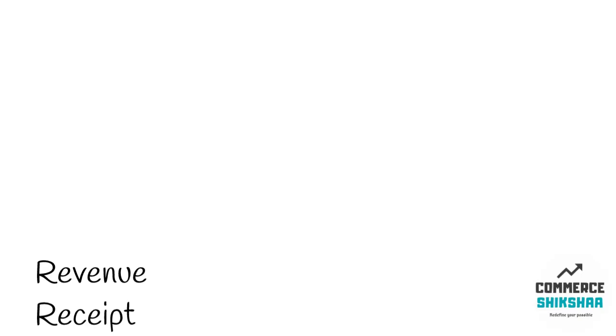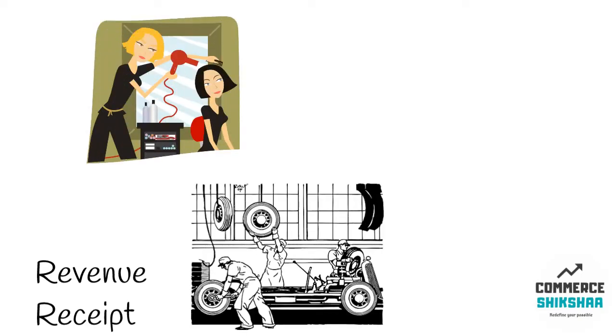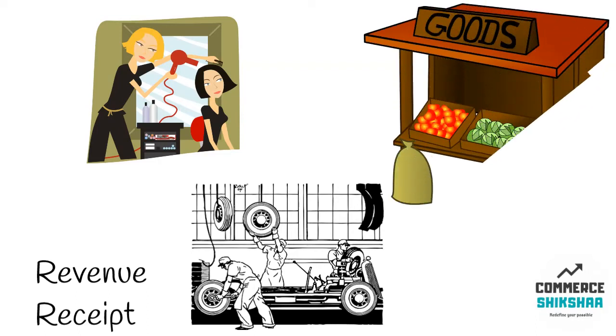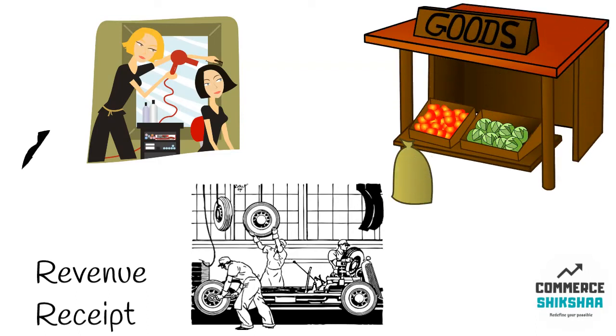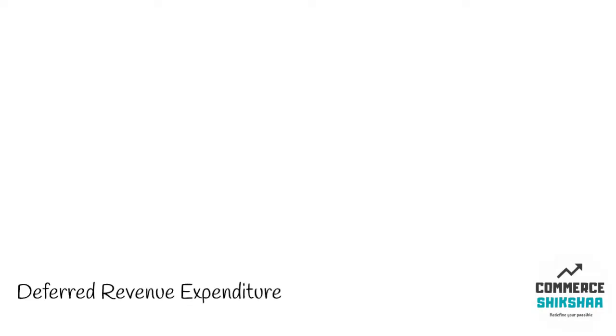Now let's start with the revenue receipts. Revenue receipts are basically our incomes that we show in the profit and loss account on the credit side. These are our earnings that we earn from selling our goods or providing services. There are some non-operating receipts also, for example, rental income. All these things come under revenue receipts.